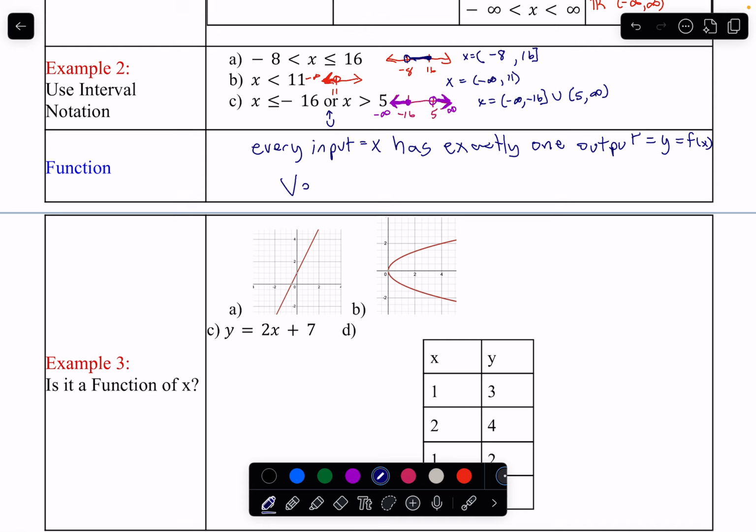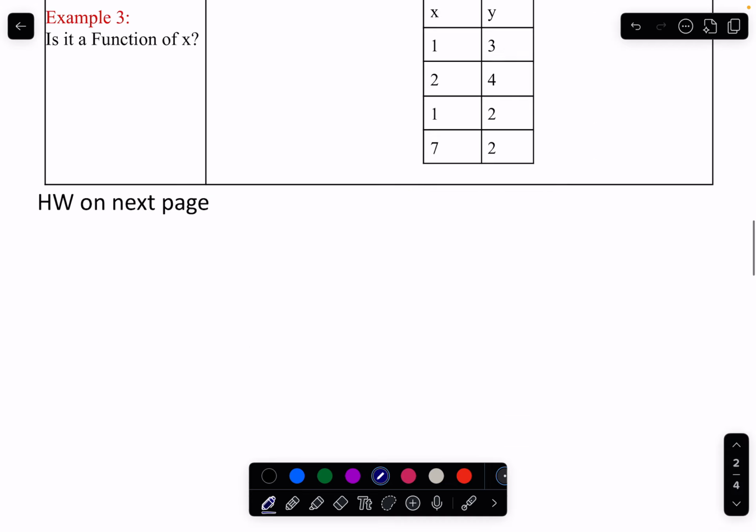There is something called the vertical line test, and it basically says for a function, all vertical lines will only touch it once. So we can say it can only be touched once by any vertical line. Okay, so functions can only be touched once by any vertical line. So let's look at this example to see what is a function.